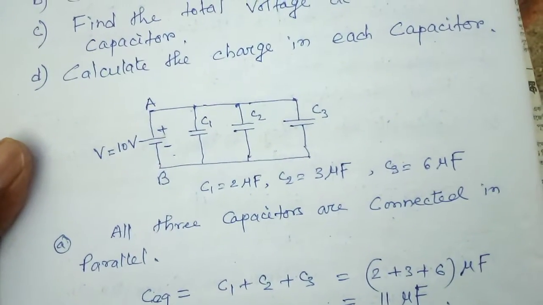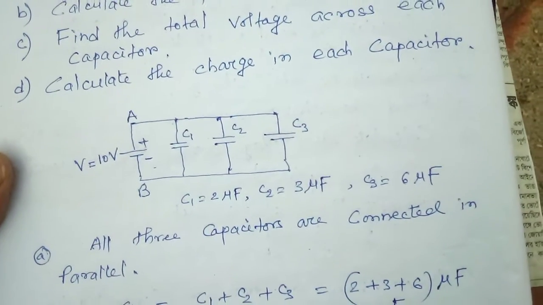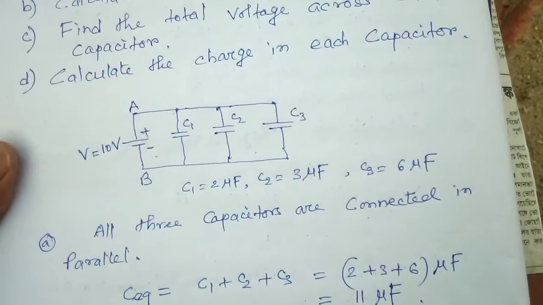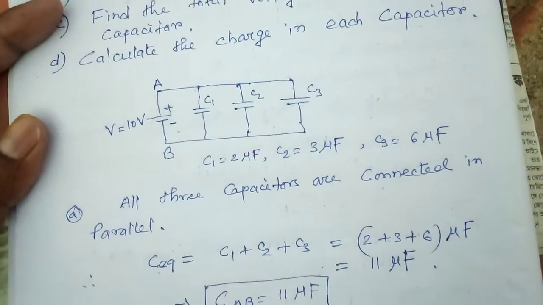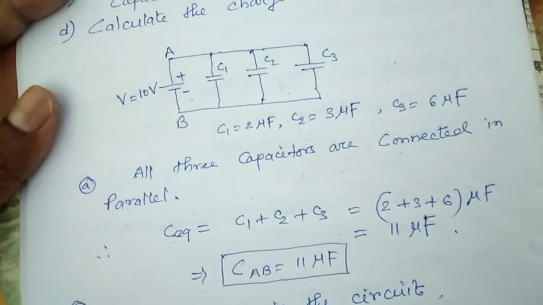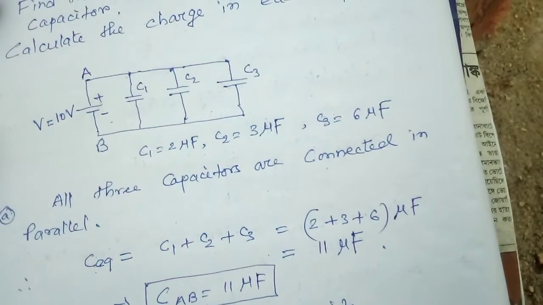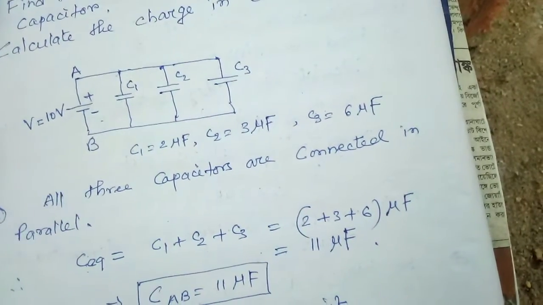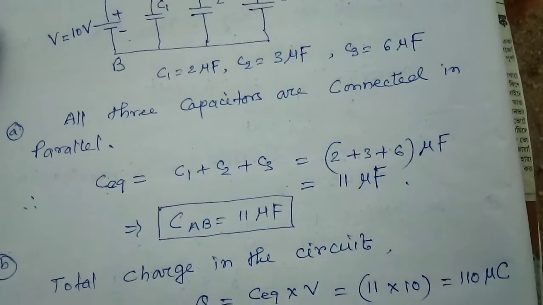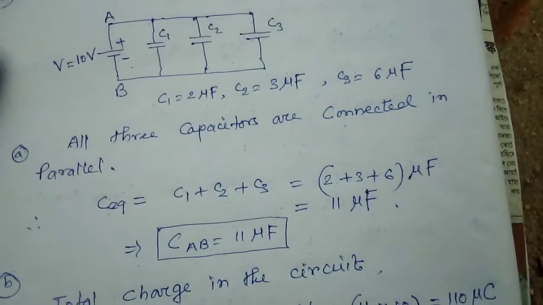Given capacitance C1 is equal to 2 microfarad, C2 is equal to 3 microfarad, and C3 is equal to 6 microfarad. Here all three capacitors are connected in parallel. Therefore, we have the required formula: C equivalent in parallel combination is C1 plus C2 plus C3. We get 2 plus 3 plus 6 microfarad, and this gives 11 microfarad. Therefore, C, that is effective capacitance between A and B, is 11 microfarad.